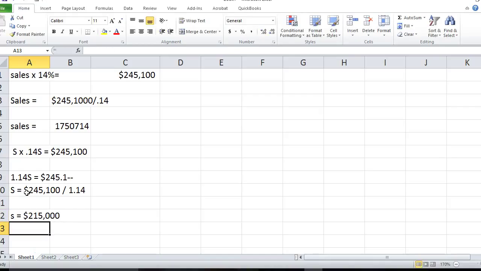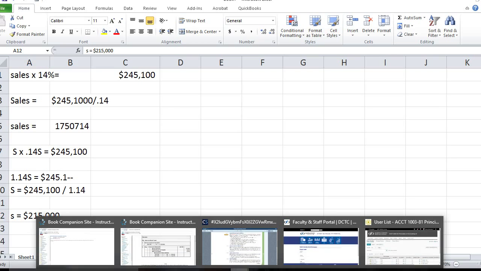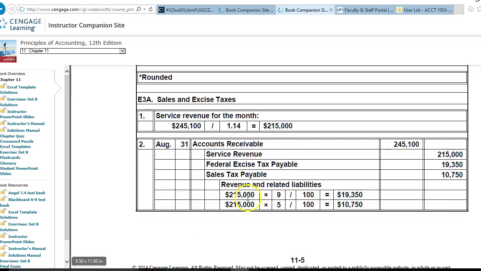So this is algebra basically. You know how you have a variable and you figure out sales plus, if the tax is 14% of the sales, you do a little bit of math here to calculate. You have to divide both sides by 1.14 to come up with what the actual retail amount is. So if I go back here and we see the 245,100, divide that by 1.14, comes up with 215,000 is the actual sales.